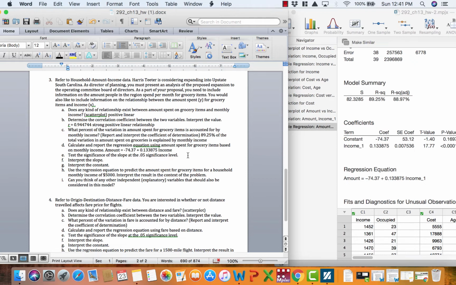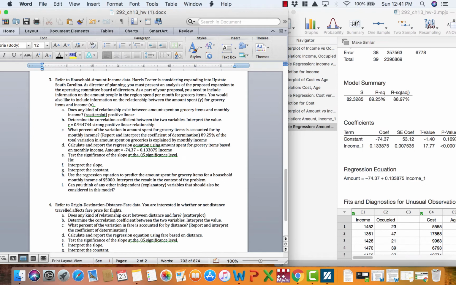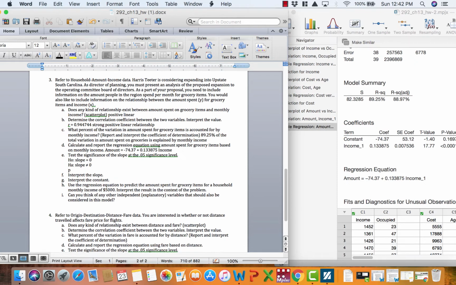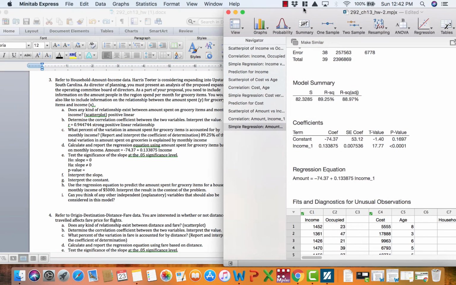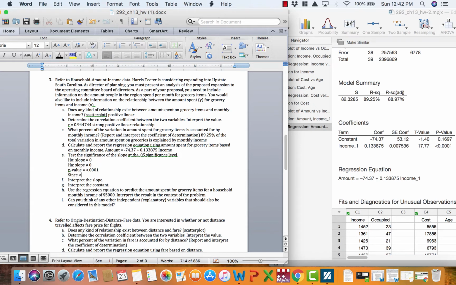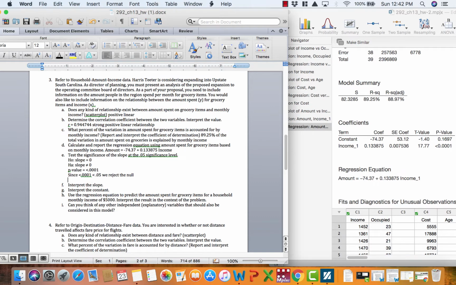All right, test the significance of the slope. So we've got a null of slope or beta equals 0 versus an alternative of slope or beta not equal to 0. We want our p-value, and that's here in the coefficients table with income, and that is less than 0.001. Since less than 0.001 is less than 0.05, we reject the null. And so there's enough evidence to conclude the slope is significantly different from 0.